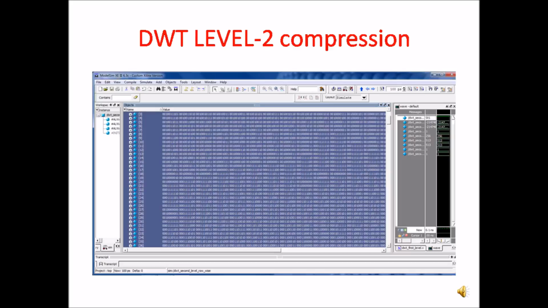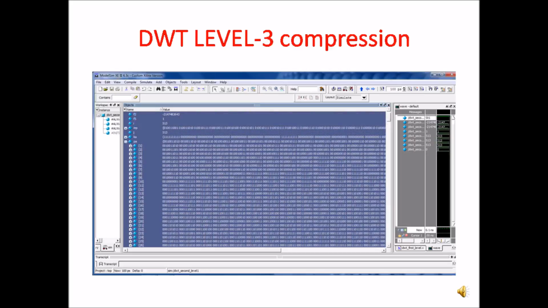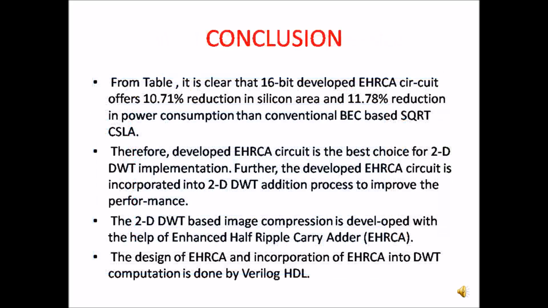This is the level 2 compression which is obtained using Xilinx. The level 1 compression and level 2 compression are well differentiated. This is the level 3, which is the final level of compression using Xilinx. This is up to the output of the EHRCA circuit.